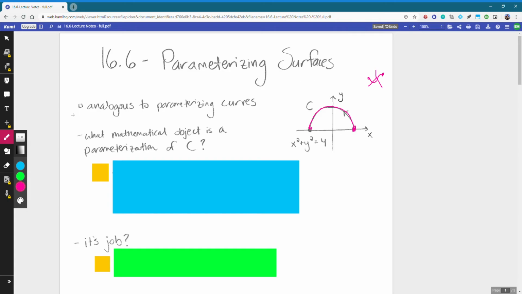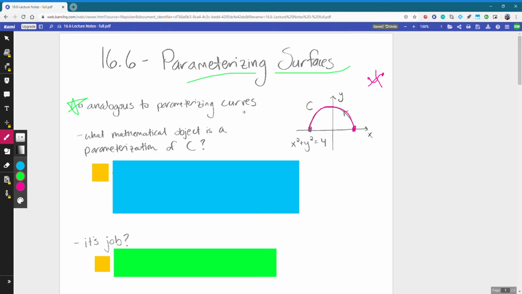Very shortly, we're going to be thinking about one dimension higher and thinking about parameterizing surfaces in order to add up information about a surface, a two-dimensional surface floating around in space. And today, we're going to get a feel for what a parameterization of a surface looks like and how to find one. And what's nice is that they're completely analogous to parameterizations of curves.